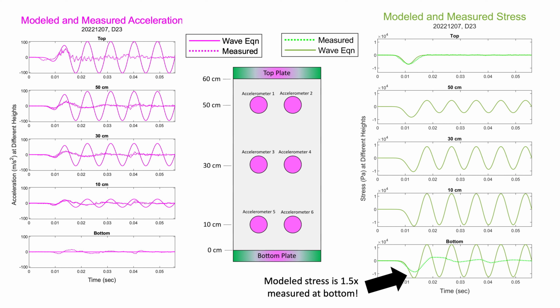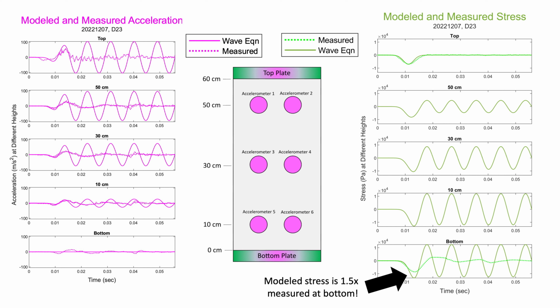So the dotted pink lines are measured values, and I'm measuring at the top, 50 centimeters down, 30 centimeters, 10 centimeters from the bottom, and the bottom. Excuse me, from the bottom: 10 centimeters, 30 centimeters, 50, and the top. And these are time series. So now our axes are flipped.